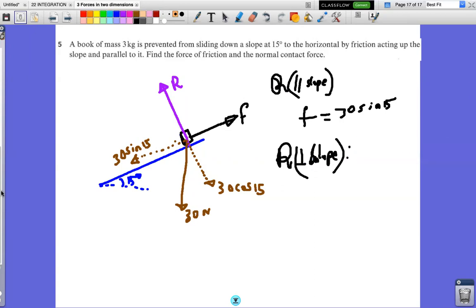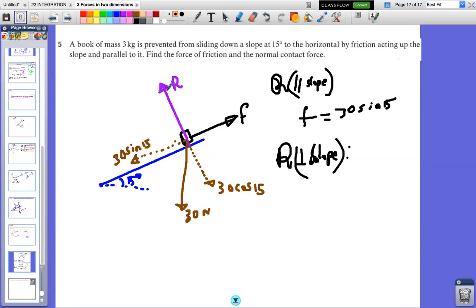Perpendicular to the slope. Since it is not accelerating perpendicular, it means R must be equal to 30 cos 15. So R equals 30 cos 15. You see how easy this problem is solved.